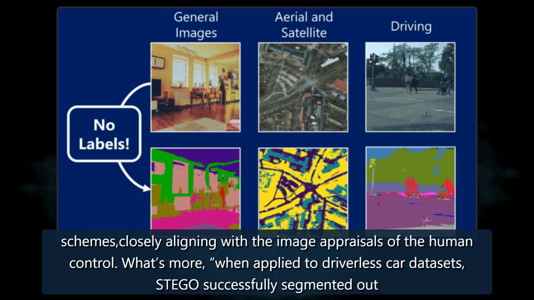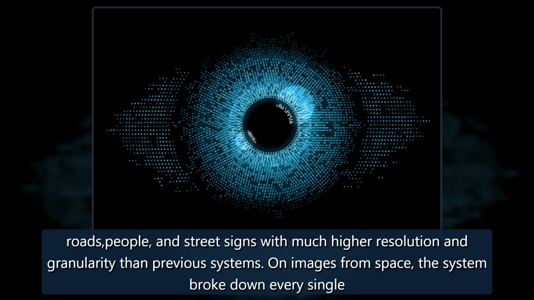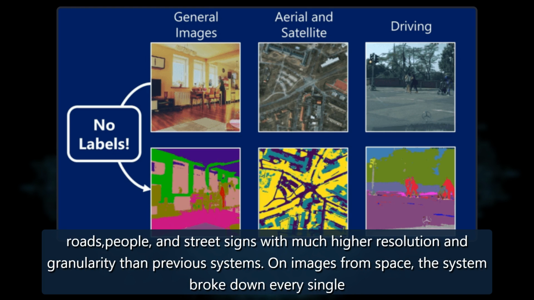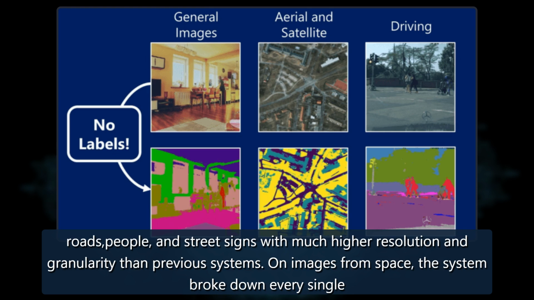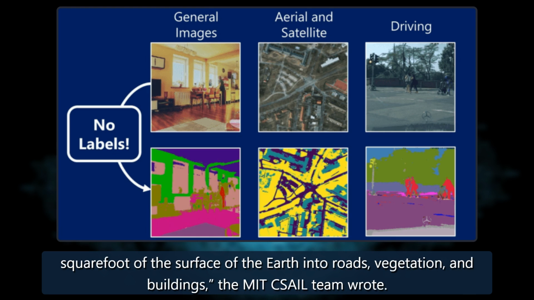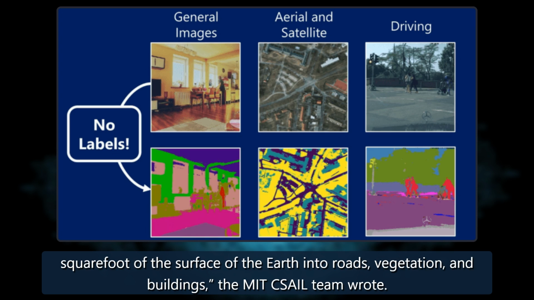What's more, when applied to driverless car datasets, Stego successfully segmented out roads, people, and street signs with much higher resolution and granularity than previous systems. On images from space, the system broke down every single square foot of the surface of the Earth into roads, vegetation, and buildings, the MIT CSAIL team wrote.